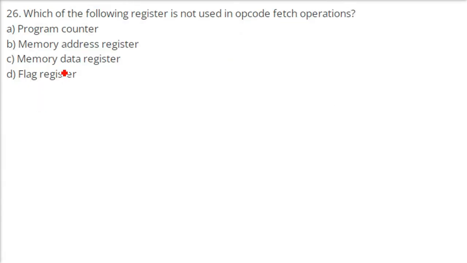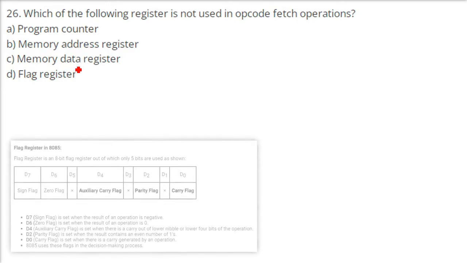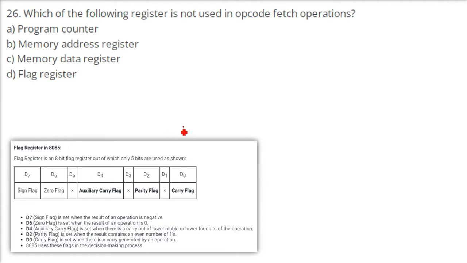Which of the following registers is not used in opcode fetch operations? Any instruction will have two parts: the operation code, or opcode, and the operand. So which of the following registers is not used in opcode fetch operation?